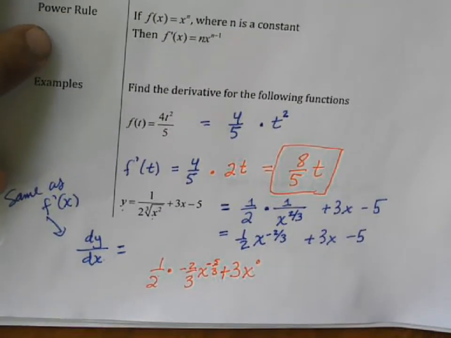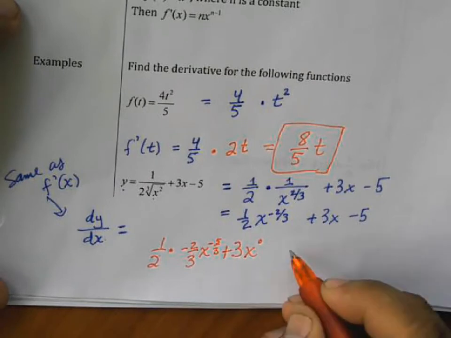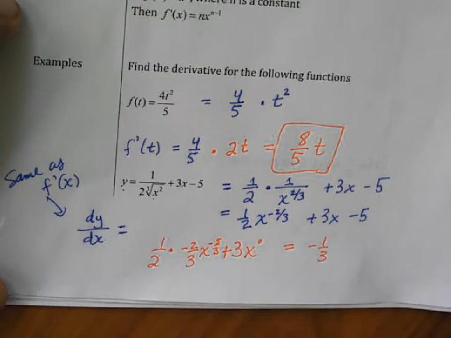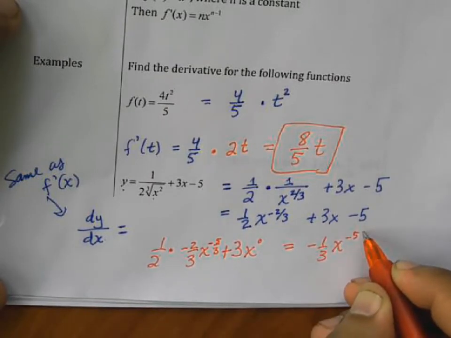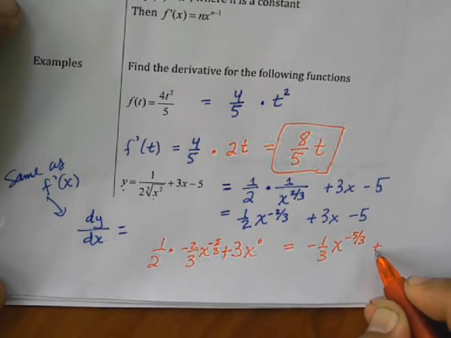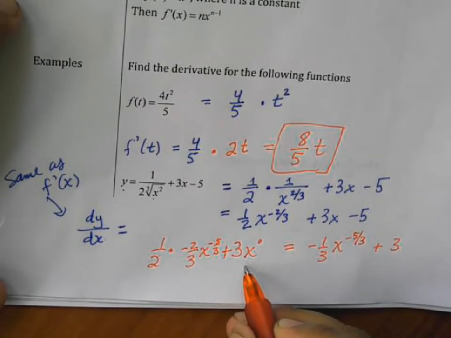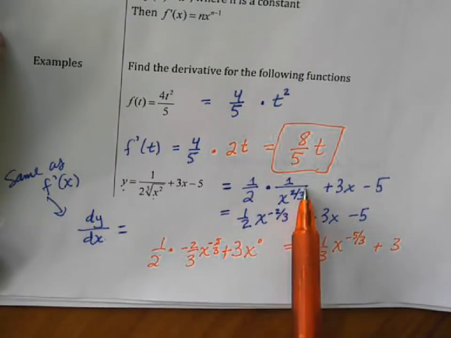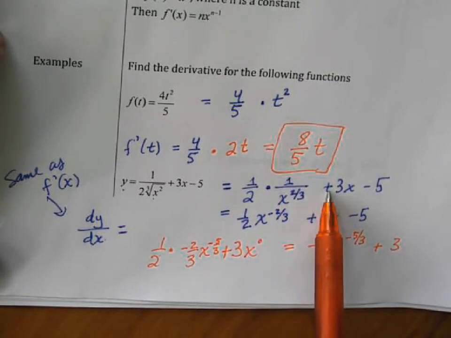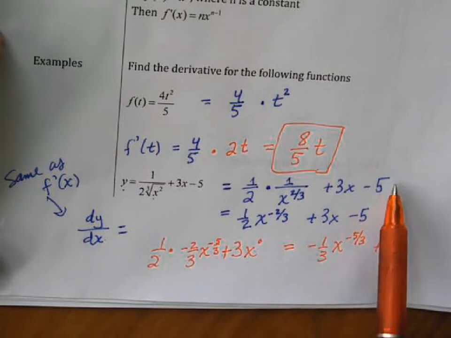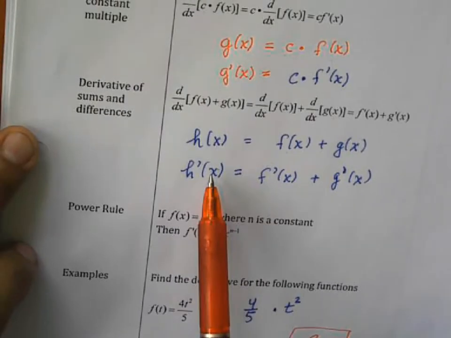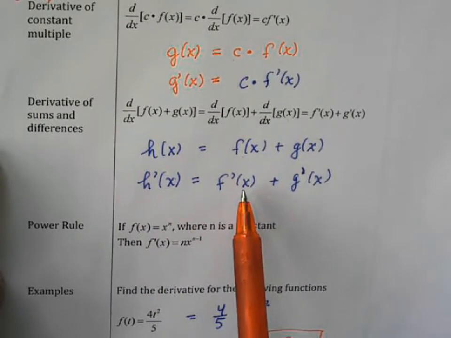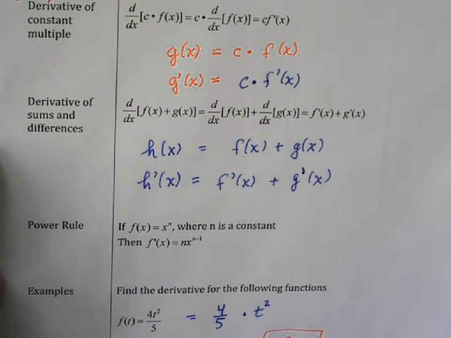And we're still joining this together with a plus symbol. Right. And so to do some simplifying here, what we have is negative 1/3, this 1/2 and negative 2/3, x to the negative 5/3 plus 3, okay, because 3x to the 0th is just 3. Okay. And you can see here we have an addition. So this term, this is like one function, plus 3x, that's another function, plus -5, that's another function. So we're applying the derivative of sums and differences. If you want to take the derivative of the whole function, you just take the derivative of each part and then add them up. Okay.